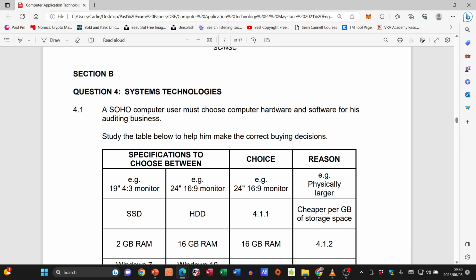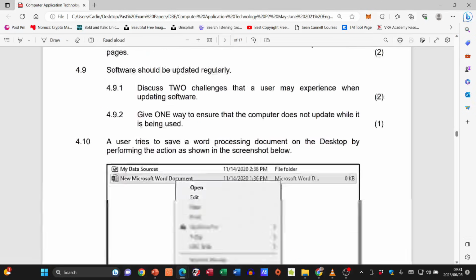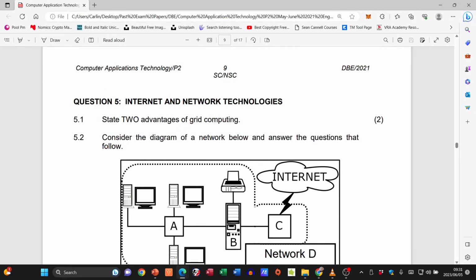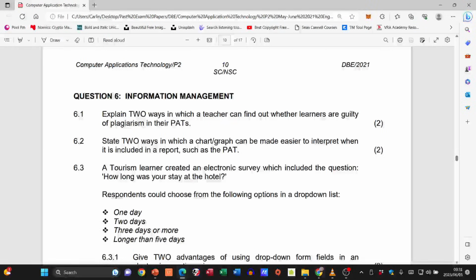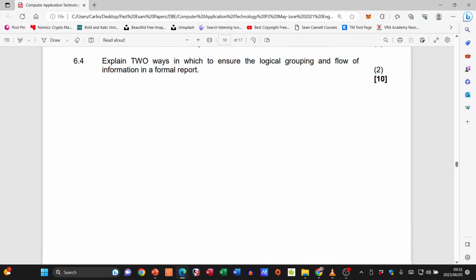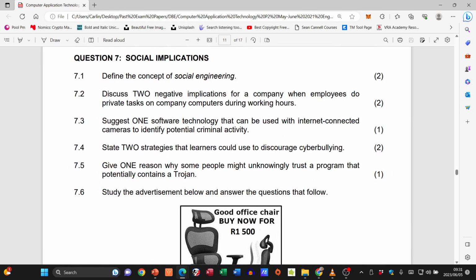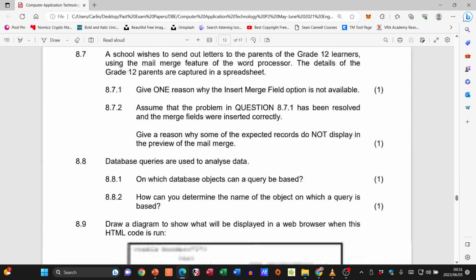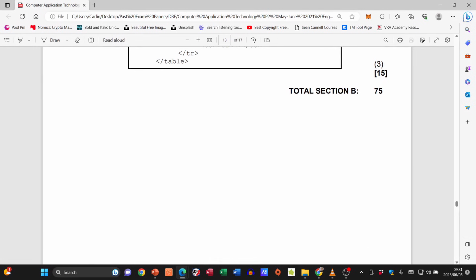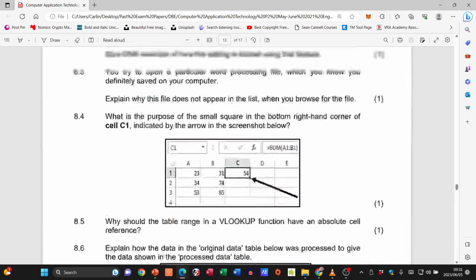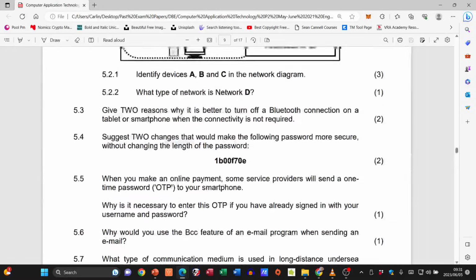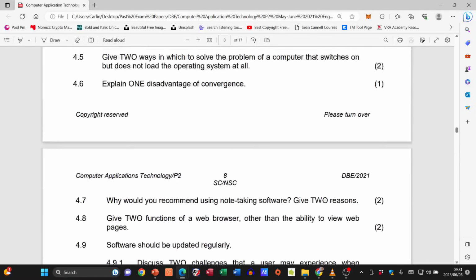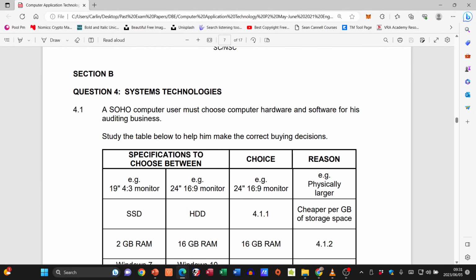So let's continue now as we look at section B. Now you can see section B, there's question 4, question 5, Internet and Network Technologies, question 6, information management, and 7, social implications. Oh, and question 8. Yeah, that makes up our 75. Okay, so let's go and have a look at this, and we're going to start with question number 4, which is now going to deal with system technologies.